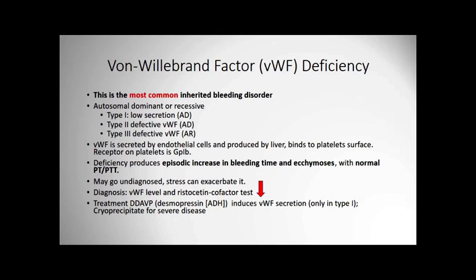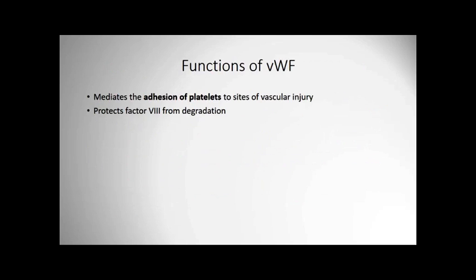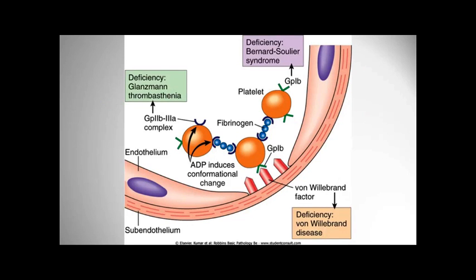Von Willebrand factor is secreted by endothelial cells and also produced by the liver. It binds to the platelet surface, which has receptors for it. This receptor on the platelets is called glycoprotein 1b. Later we are going to see a picture in which you see the endothelium, the basement membrane of the endothelium, the von Willebrand factor and its receptor, glycoprotein 1b. Okay? Attachment of platelets to the endothelium.